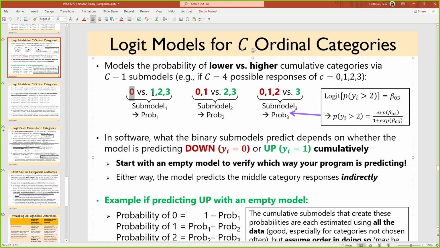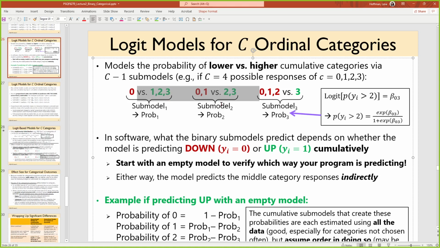So each of these then only indirectly tells you what the probability is of the middle categories. The first submodel directly tells you what the probability of a 0 is, or it's going to be 1 minus that. The last one directly tells you what the probability of a 3 is, or it's going to be 1 minus that. But to get to the probability of a 1 or a 2, you have to subtract across the submodels. So for instance, to know what the probability of a 1 is, you'd have to compute what the probability of 1, 2, 3 is, and then subtract off the probability of 2 or 3, and then you're left with 1 as the unique part.